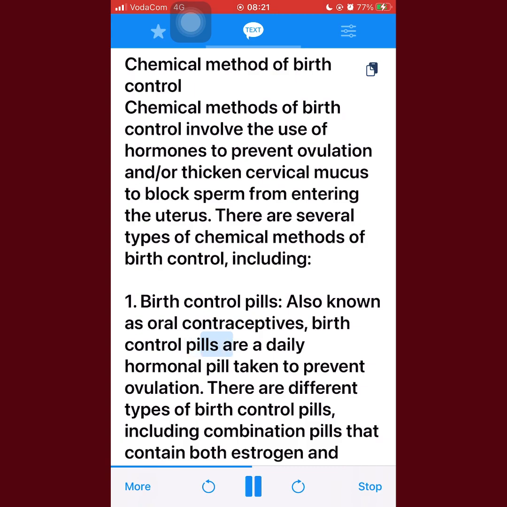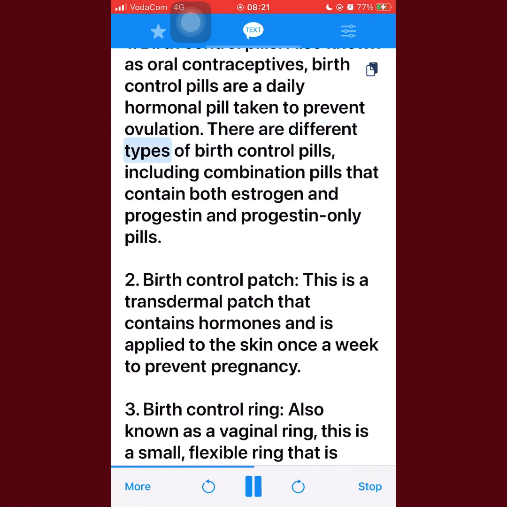Birth control pills are a daily hormonal pill taken to prevent ovulation. There are different types of birth control pills, including combination pills that contain both estrogen and progestin, and progestin-only pills. 2. Birth control patch. This is a transdermal patch that contains hormones and is applied to the skin once a week to prevent pregnancy.